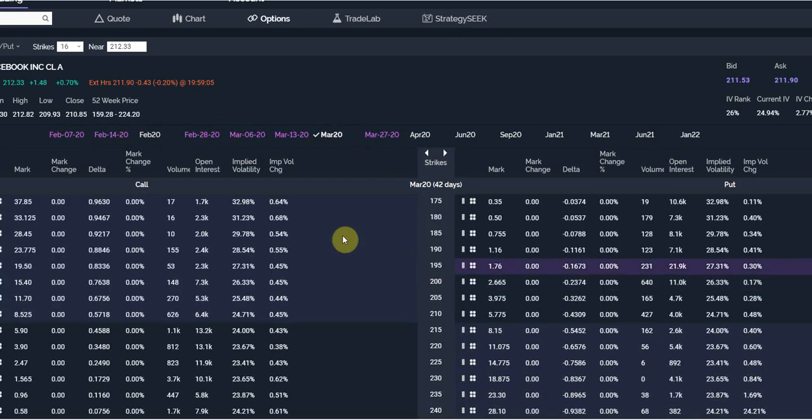If I go out to March and I say I want protection for 42 days, suddenly we're talking $2.60 at the $200 level per contract. So if I buy one contract, you multiply by 100 because each contract represents 100 shares. So it's 266 bucks for 42 days. It's not bad if I want to really stop the loss right here.